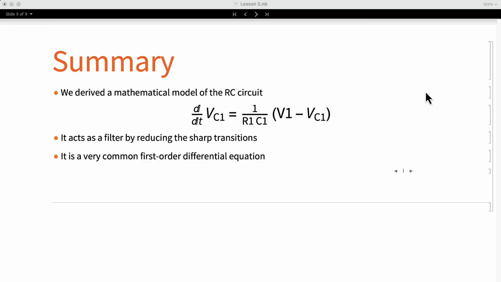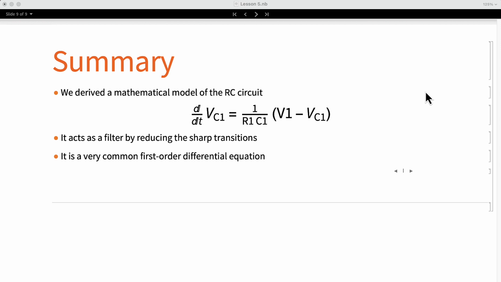As a summary for this lesson, we derived a mathematical model of the RC circuit based on the equations of the resistor and the capacitor. This equation shows, in a simple way, how the values of the components affect the simulation results. We learned what's the mechanism that makes this circuit act like a filter. And last, this equation is a very common first-order differential equation that shows up when modeling many natural systems.